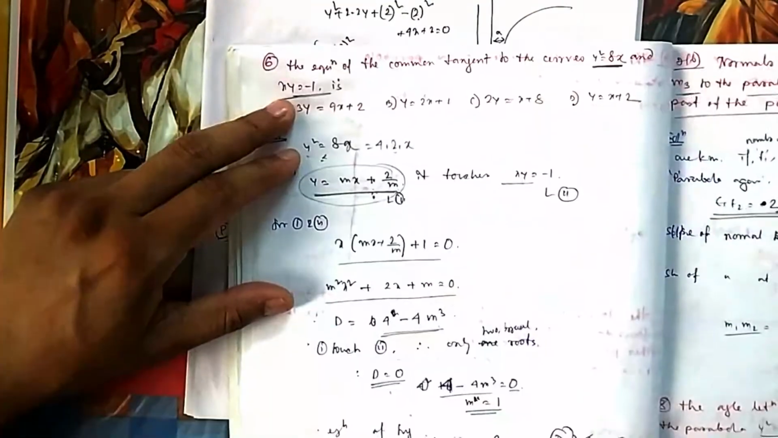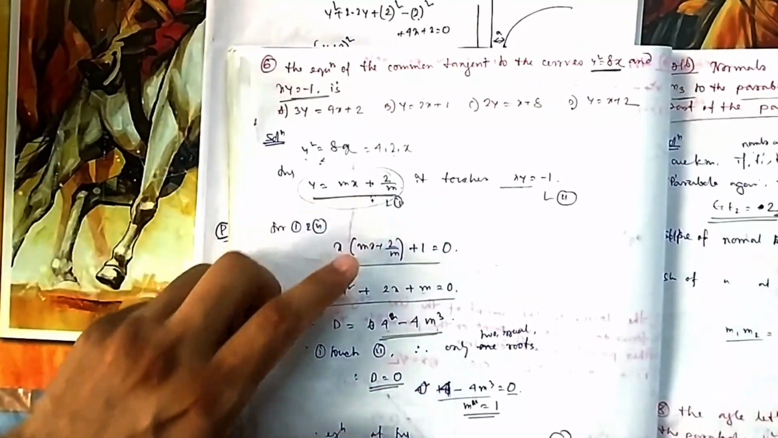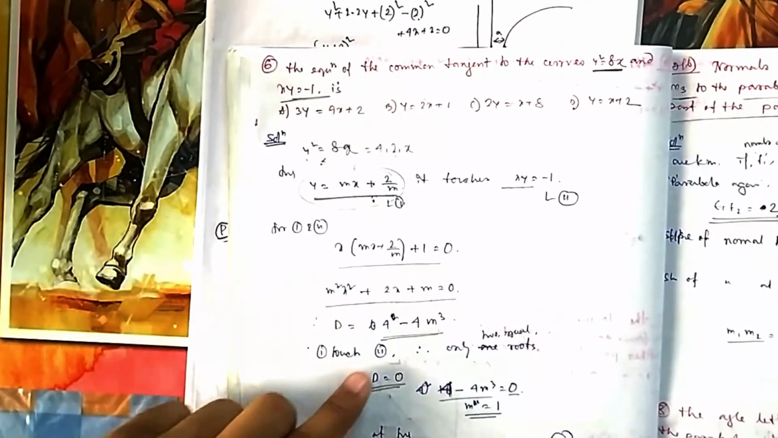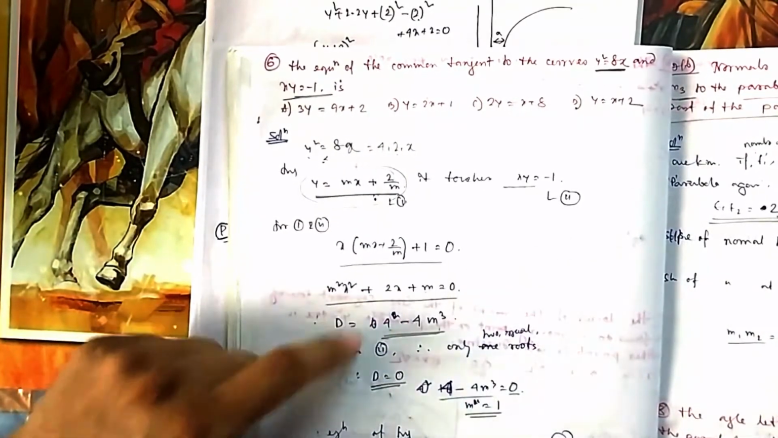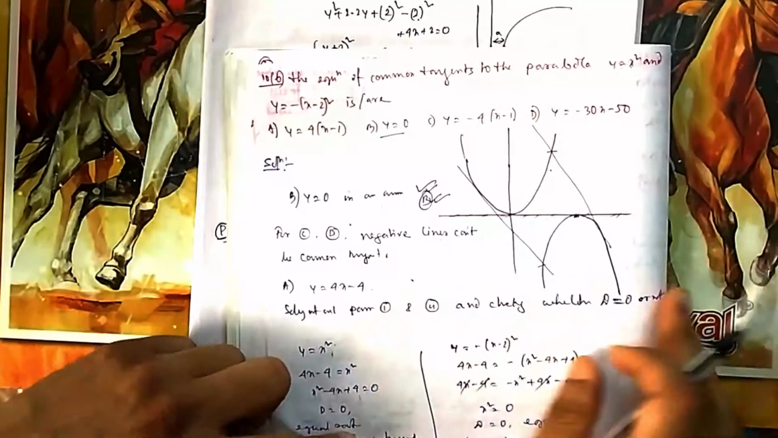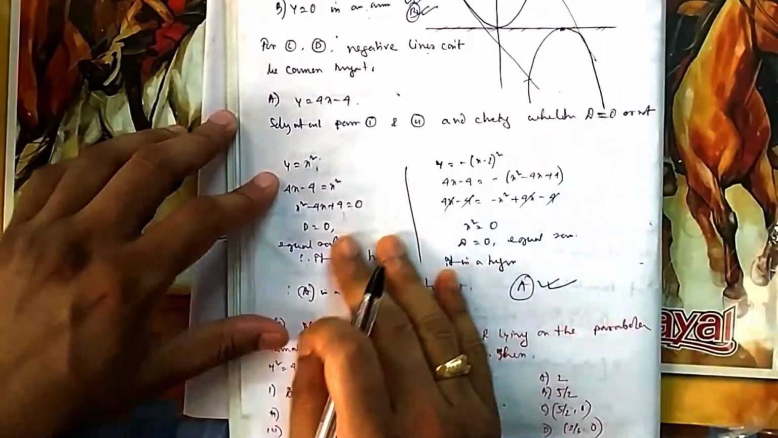We have solved lots of other questions like this one. You can try this: write this one and solve with the second equation. It should give you only one root, that means the discriminant should be 0. But here I am doing it with the options. So you can play with the options.